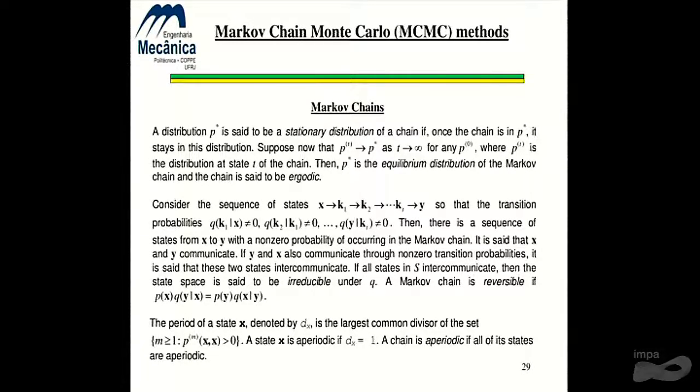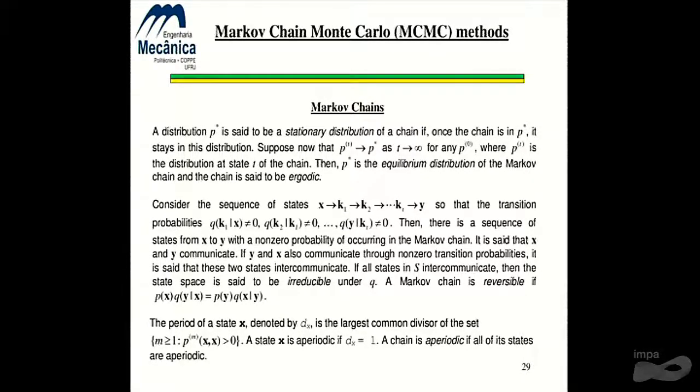Which means that, in other words, we notice here that this probability Q is a moving probability. It's how we make the Markov chain move.